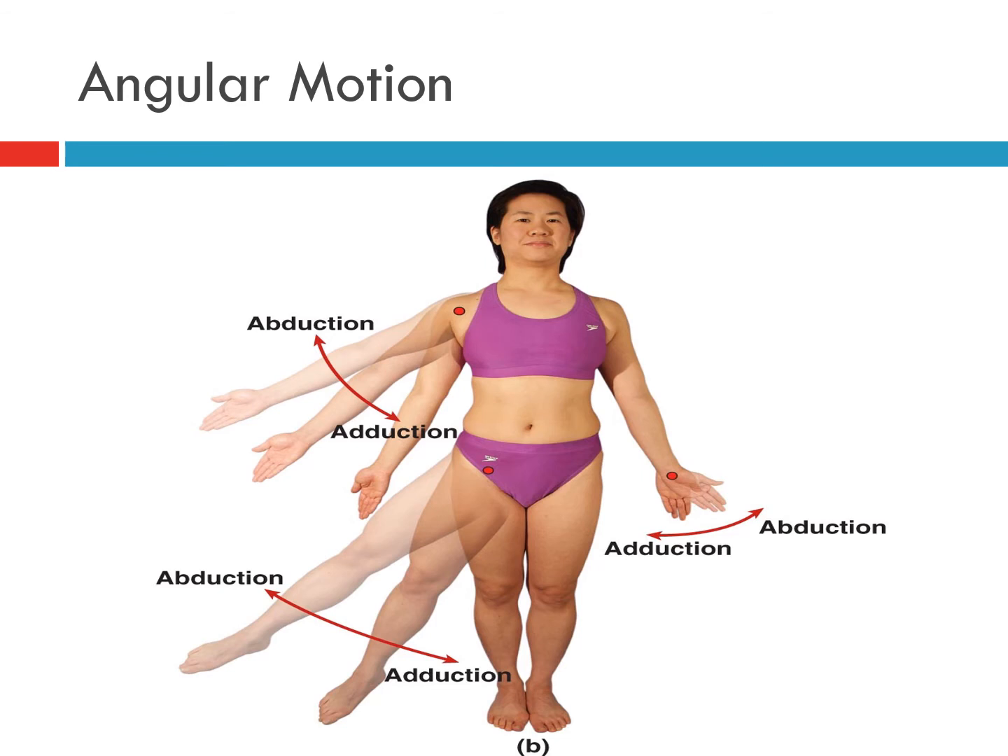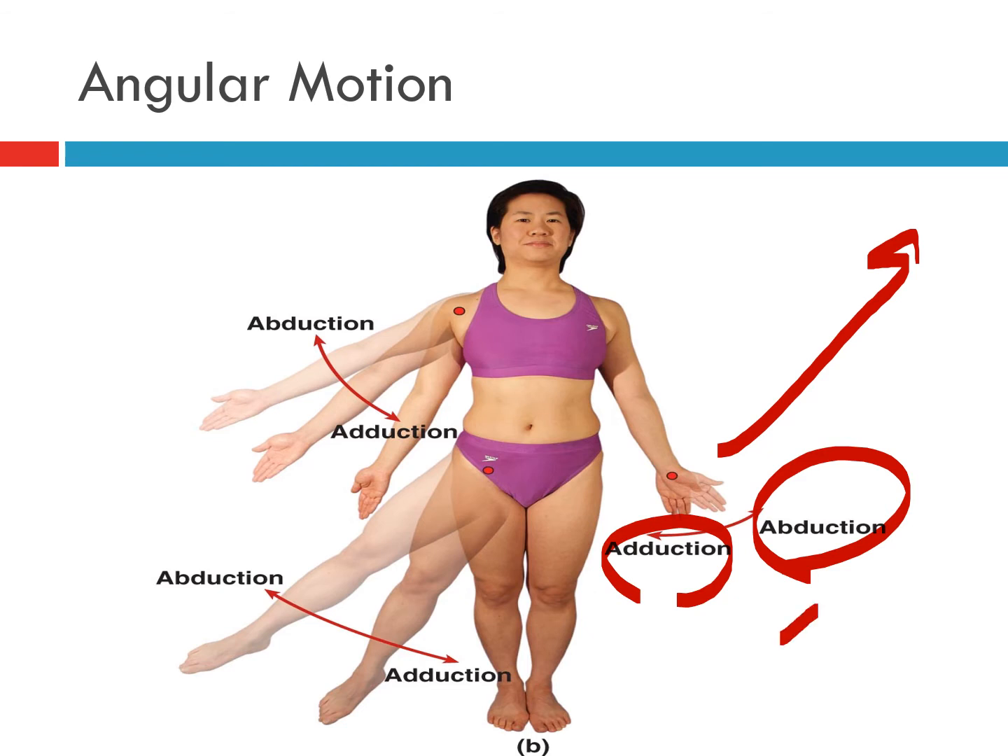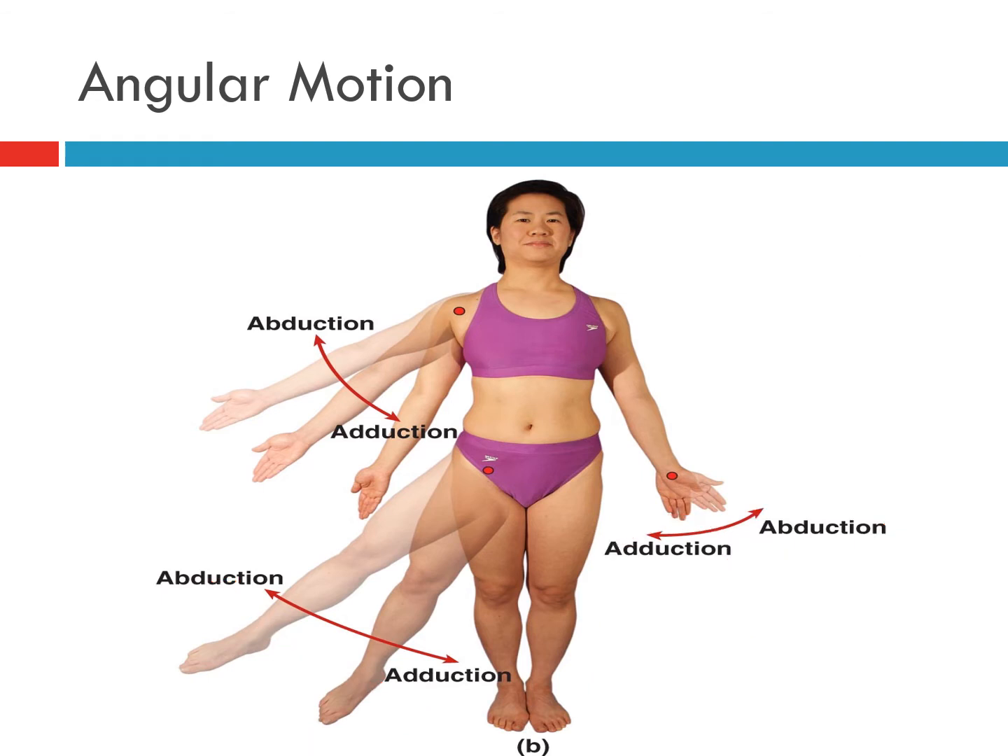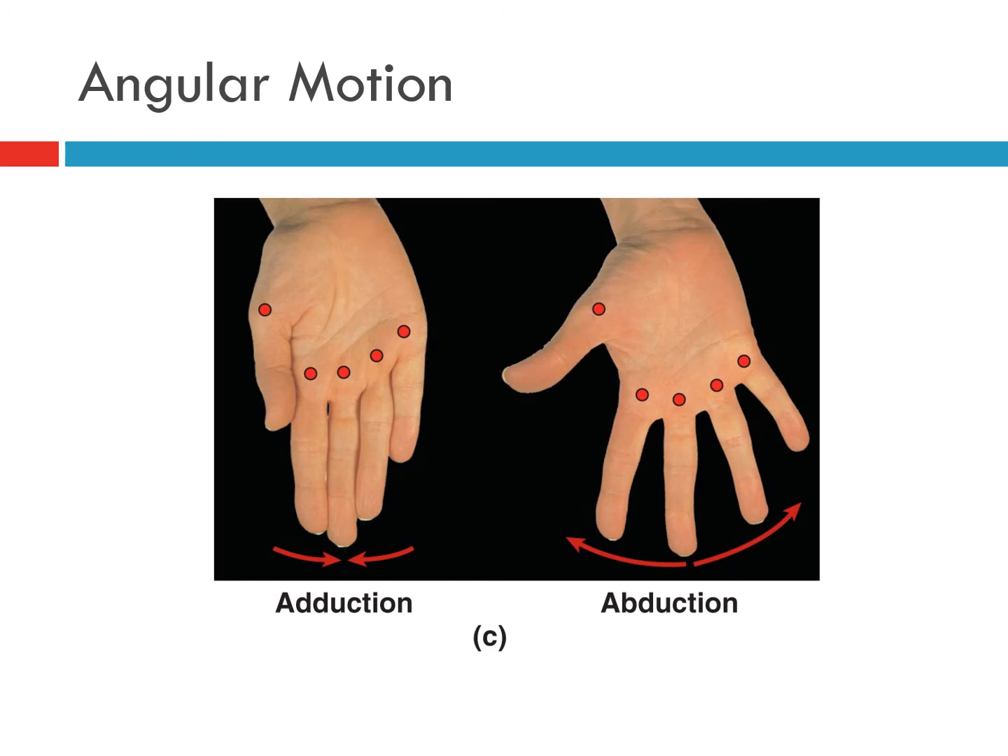All right, here she's demonstrating angular motion. Abduction over here is bringing the arm away from the body, and adduction would be adding it back. Same with the leg: taking it away, abduction, adding it back, adduction. With the hand, you can adduct and abduct the fingers. Abduction would be spreading the fingers apart, and adduction would be adding the fingers back together.